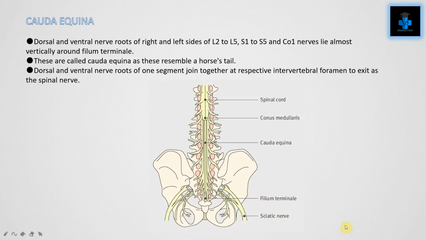Now let's learn about the cauda equina. Dorsal and ventral nerve roots of the right and left sides of L2 to L5, S1 to S5 and coccygeal 1 nerve lie almost vertically around filum terminale. These are called cauda equina as this resembles a horse tail in appearance. Dorsal and ventral nerve roots of one segment join together at respective intervertebral foramen to exit as a spinal nerve. This is the location of cauda equina.